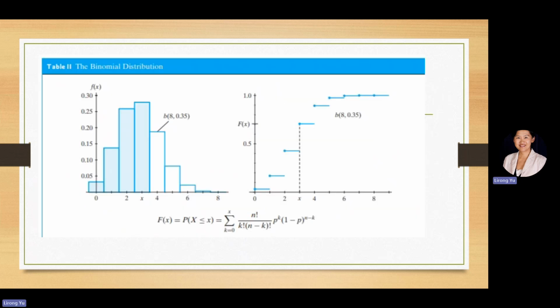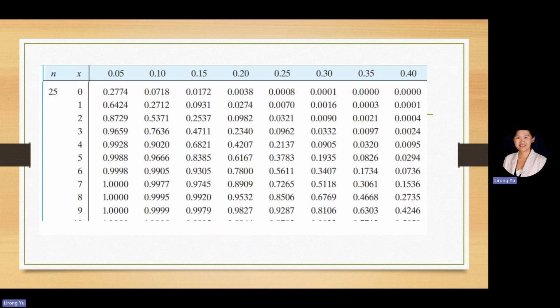Right, so Table 2 in the book is called the binomial distribution table. It's a cumulative distribution table, so all the numbers in the table represent probability to the left of a given value. We had this table when the sample size is 25. Those are the x values, and it goes on to 25. We only need this portion of the table.